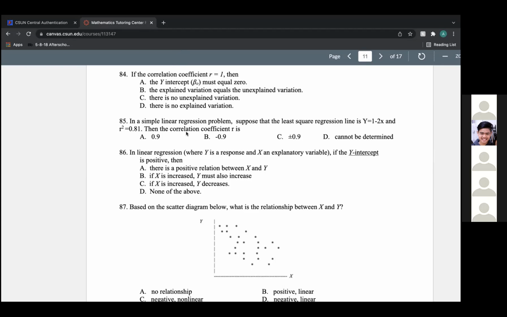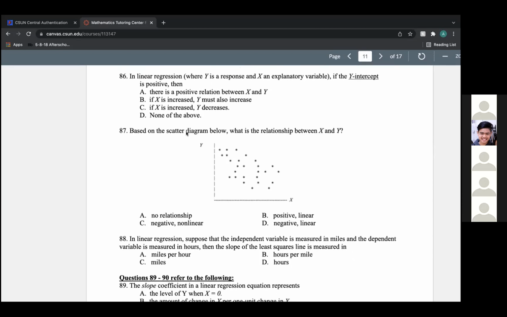85. In a simple linear regression problem, suppose that the least square regression line is y equals 1 minus. Oh, we did this one before. R squared is 0.81, so r equals plus or minus 0.9, but because the slope of the regression line is negative, it is B, negative 0.9. I believe that one was one of the mistakes that we had before.